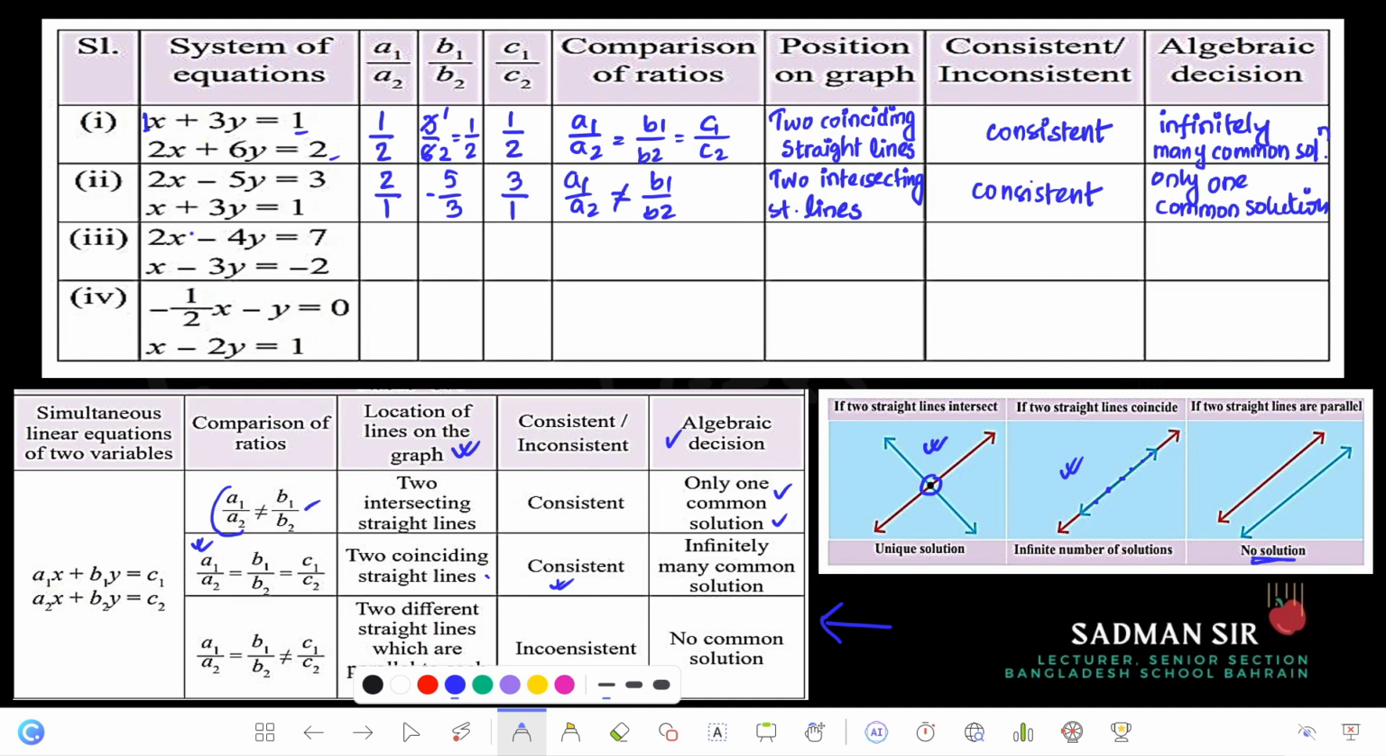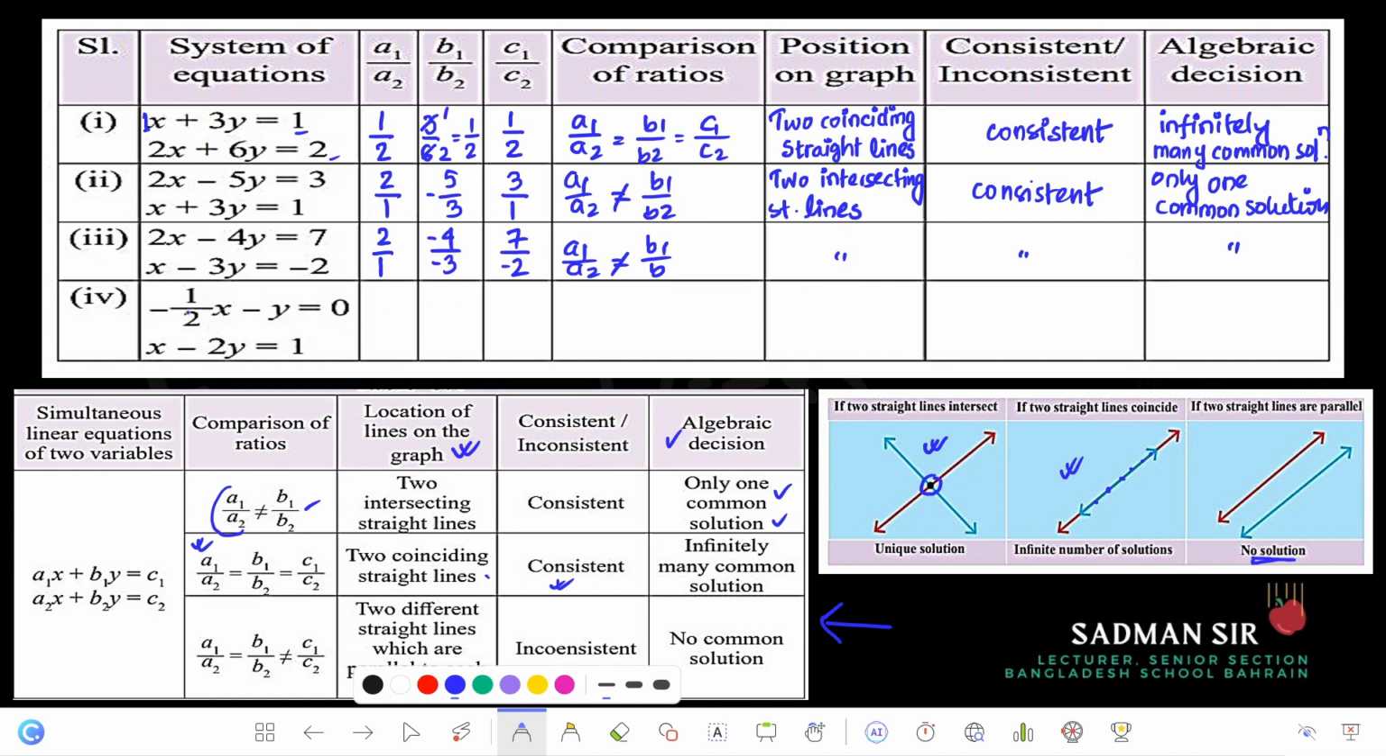So this is again going to be 2 by 1, minus 4 by minus 3. Minus minus, even though we cancel, it is not going to be equal to 2 by 1. So 7 by minus 2. Again, this is the case where A1 by A2 is not equal to B1 by B2. So it will be the same. You can write it yourself.